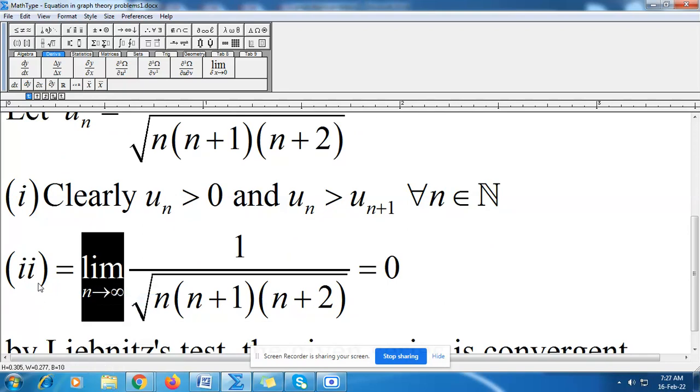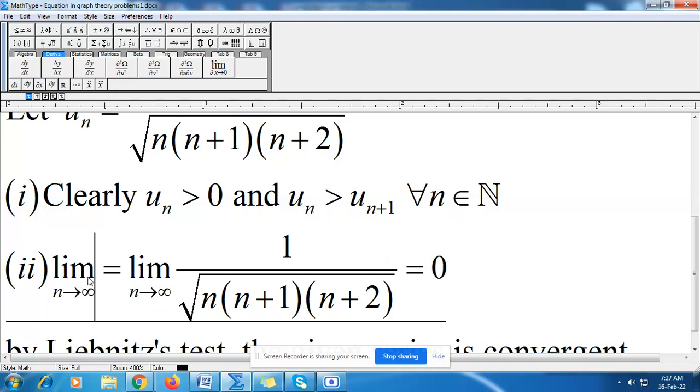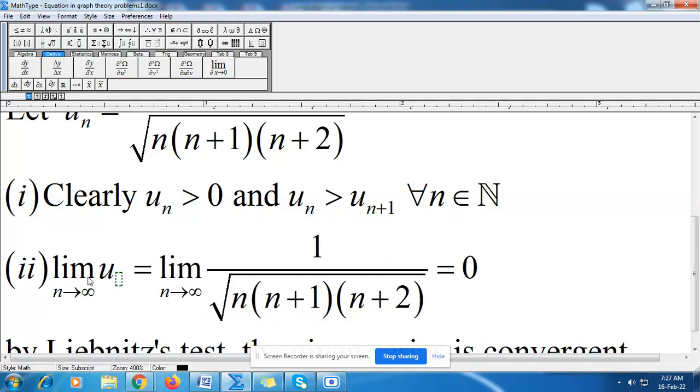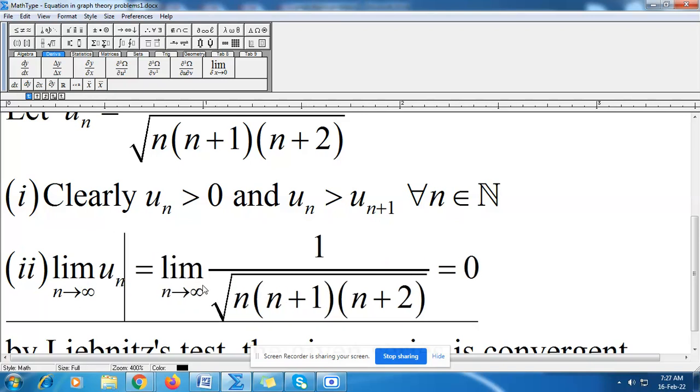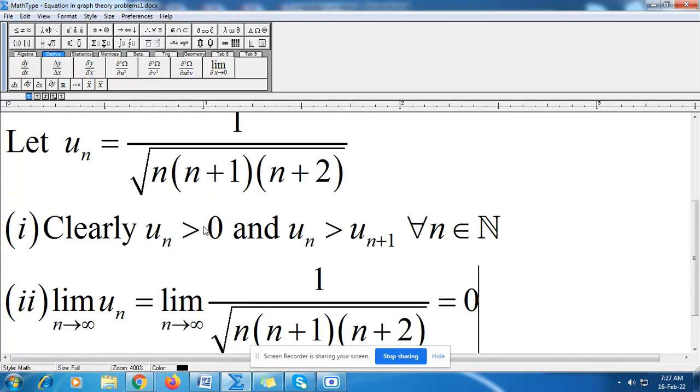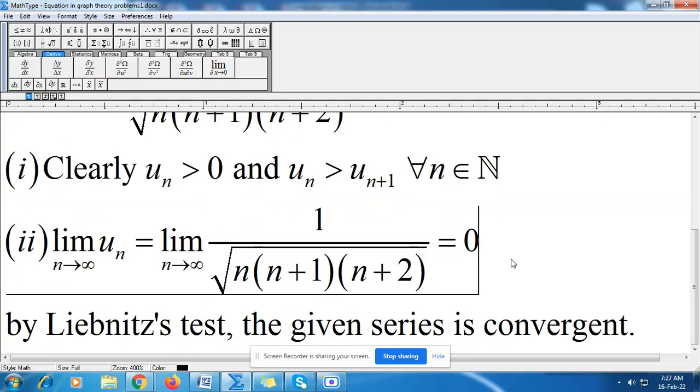Now take the second condition. Limit of un as n tends to infinity, that is limit of 1 by root n into (n+1) into (n+2) as n tends to infinity, is equal to 0. So the first and second conditions of Leibniz test are satisfied. Therefore, by Leibniz test, the given series is convergent.